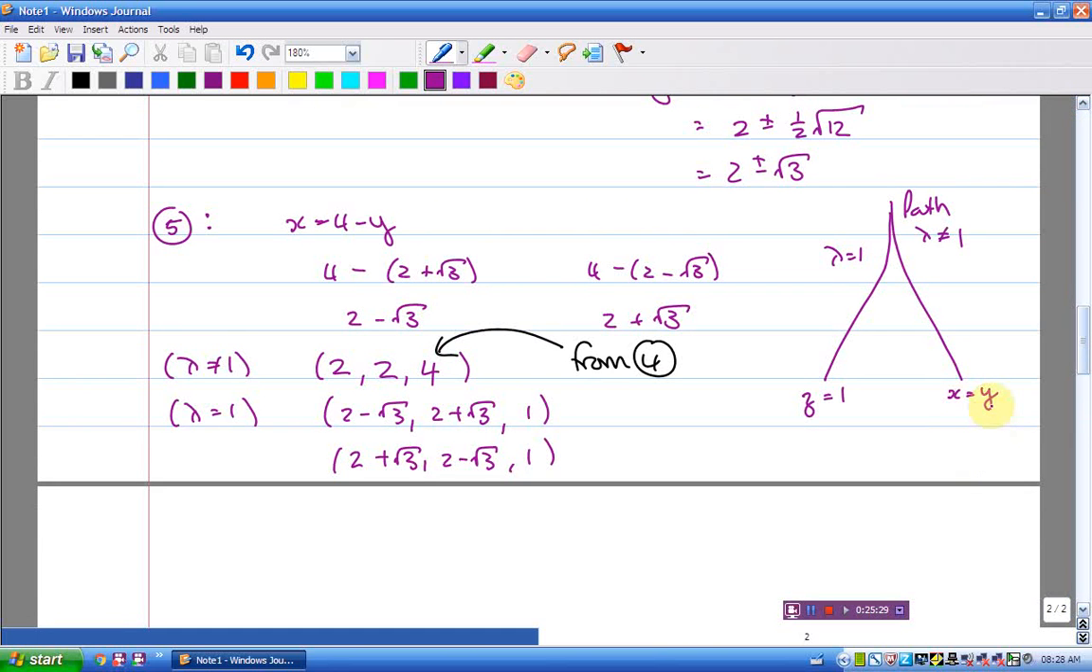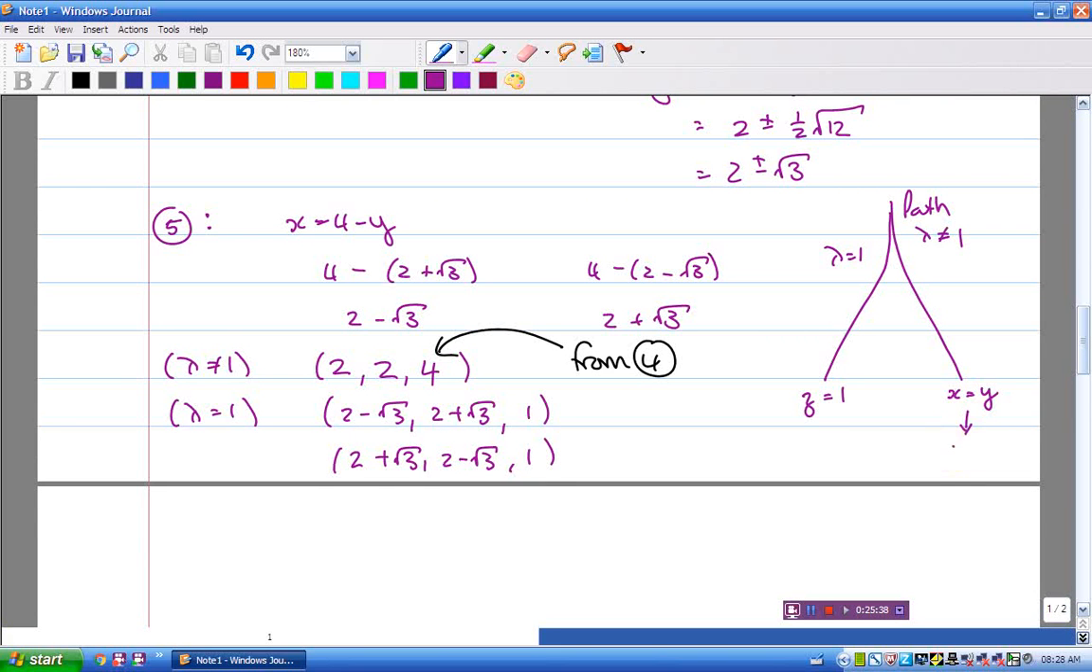So those are the little ends of the roads that we got to. And then x equals y took us to z equals 4, and z equals 1 took us to y equals 2 plus or minus root 3, and x equals 2 minus or plus root 3. So I don't know whether that helps.